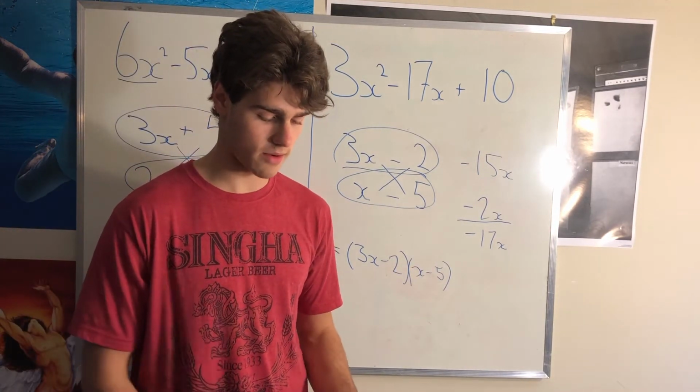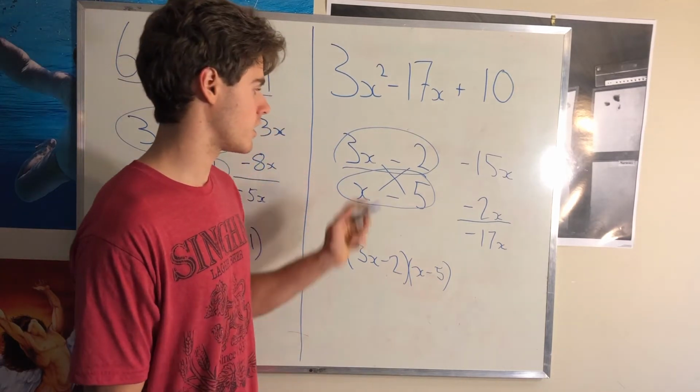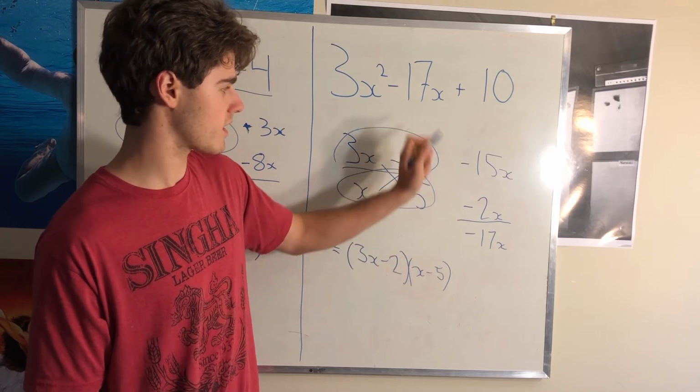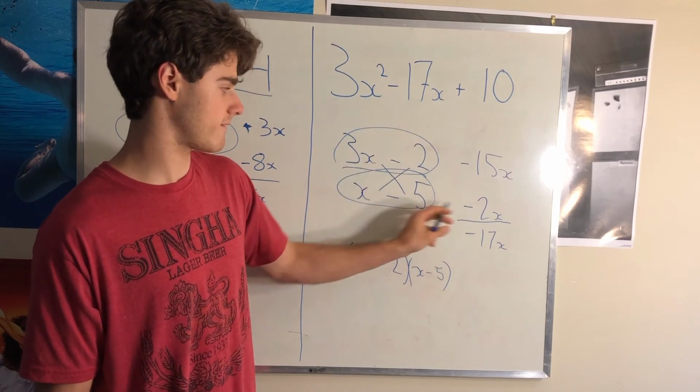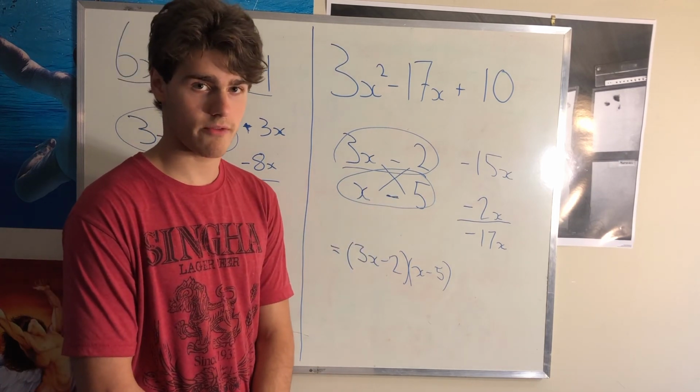It is quite tricky. I would recommend practicing it with a lot of other examples, but the important things to remember are you need these two numbers to sum to the middle number, and then if you make something negative, make sure to put a negative sign in between the numbers over here, and that's the method.